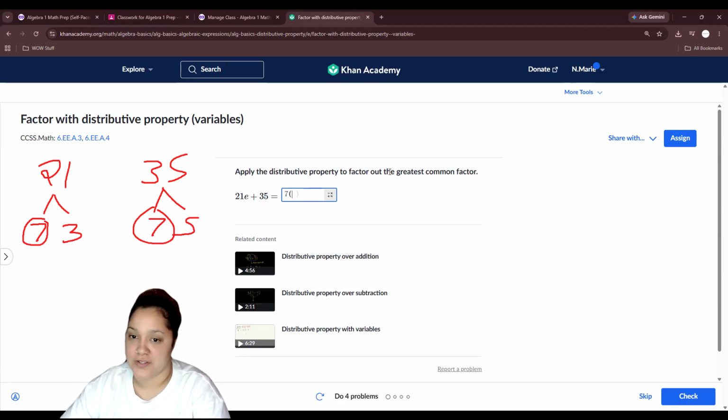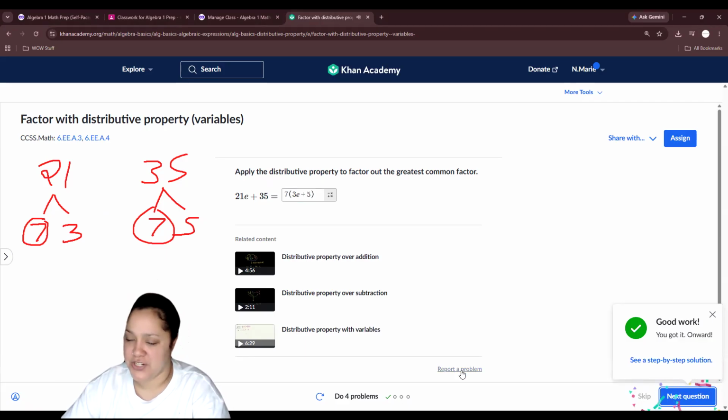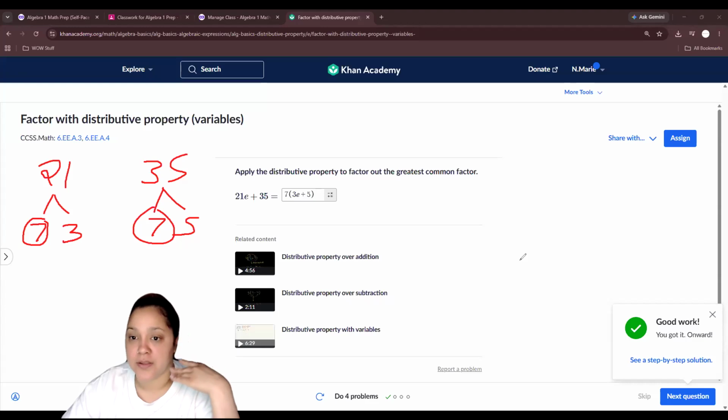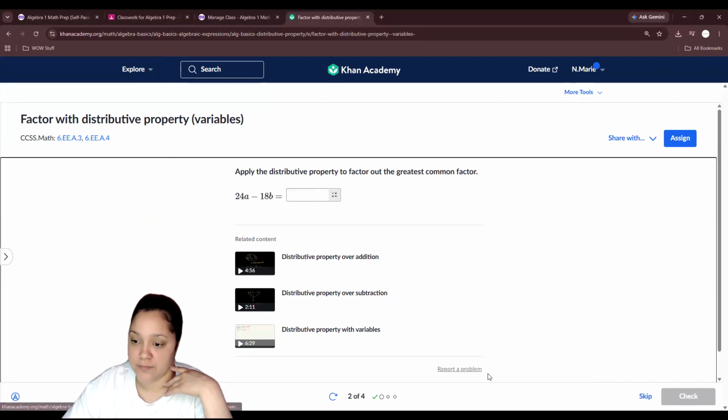7 times what gets you 21? 7 times 3 gets you 21. 7 times what gets you 35? Well, 7 times 5. So it's pretty much like the reverse distributive property. You're taking something apart. That's what factoring is. You're taking something apart, and then when you multiply it, you get back to where you started. So you can check your answer by doing distributive property.